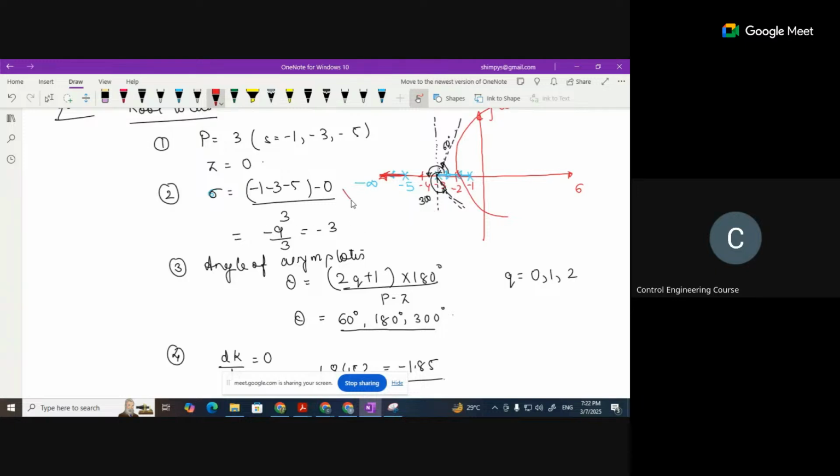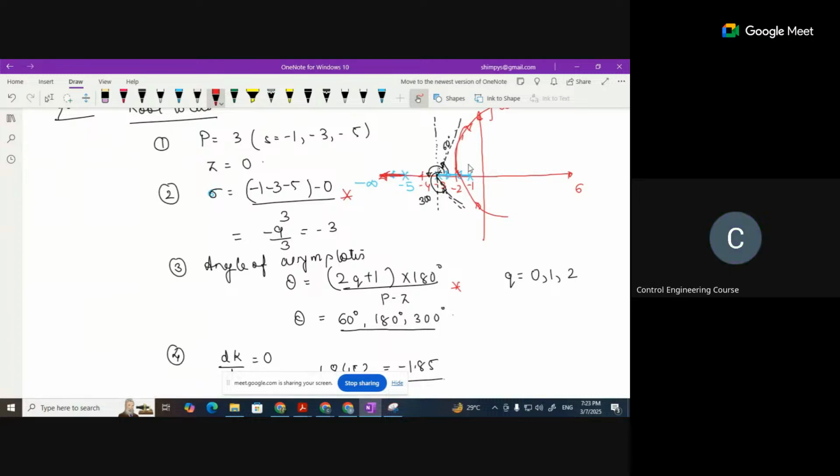What is the purpose of this centroid and what is this angle of asymptote telling us? This will be going towards infinity. What will be the angle at which the root locus will leave the real axis? 60 degree. No, not at the centroid. This root locus you have to draw at an angle of 60 degree only. That is what it is showing. The angle of asymptote shows that when it approaches infinity, it will reach 60 degree.